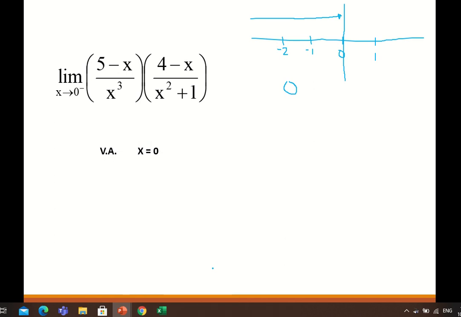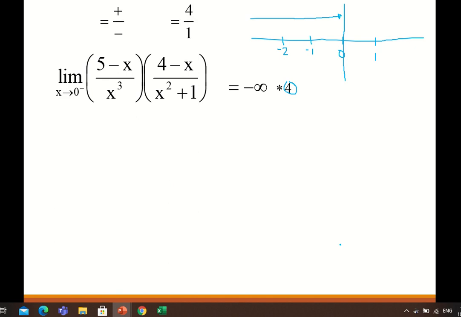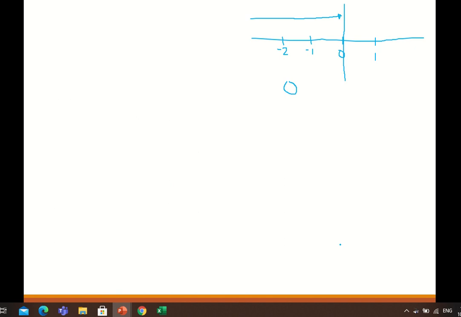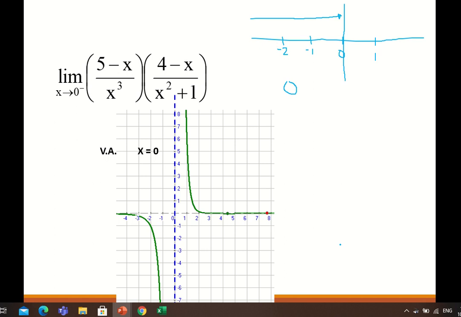So this line here, x equal to 0, is the vertical asymptote. Okay, so this is our vertical asymptote, x equal to 0.